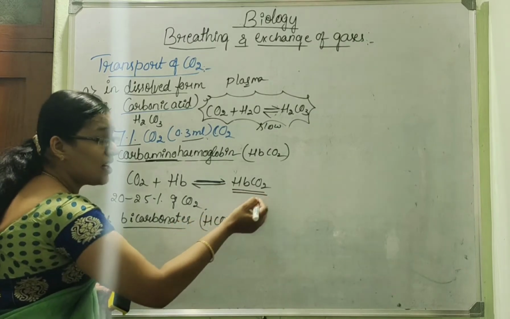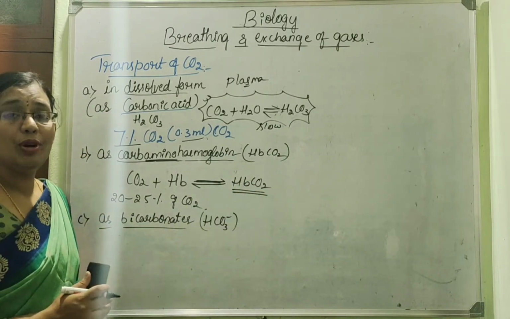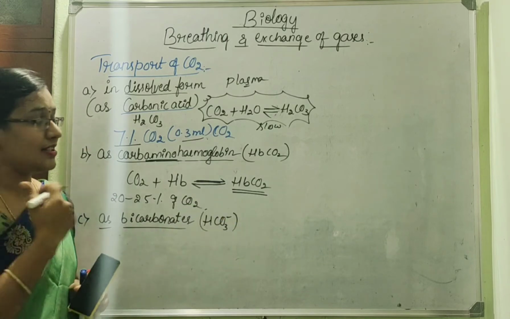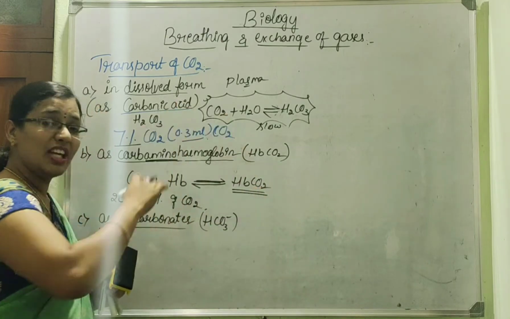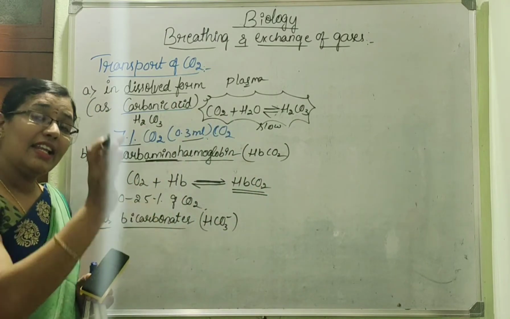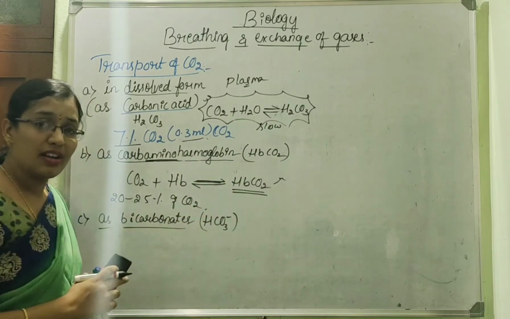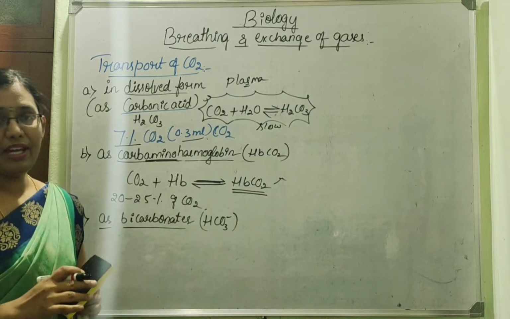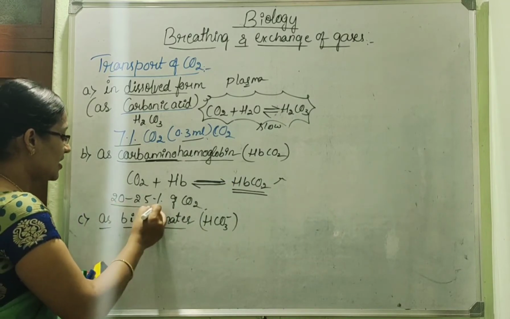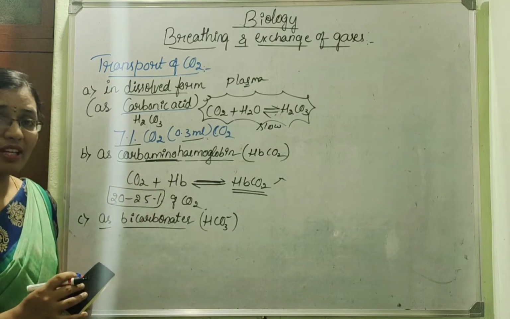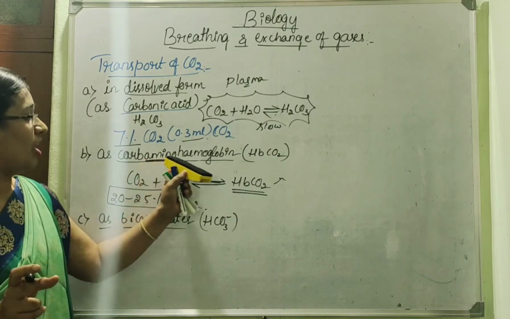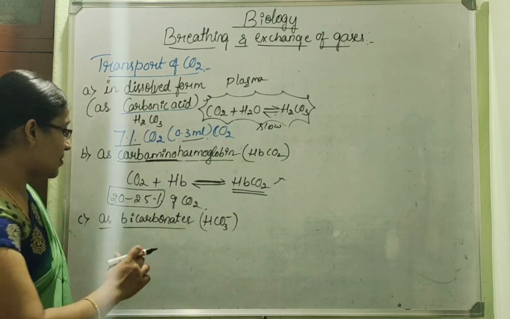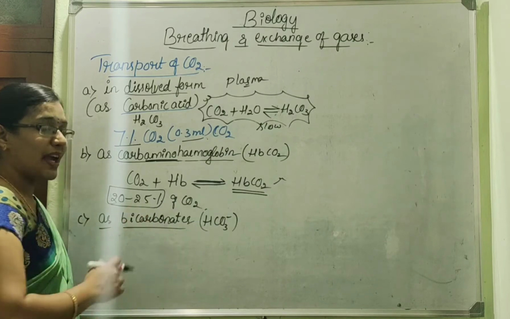Once this temporary complex, that is carbaminohemoglobin, reaches the alveoli, dissociation takes place. Carbon dioxide dissociates from hemoglobin and is released in the alveoli, and from the alveoli the same carbon dioxide is expelled into the atmosphere. So just 20 to 25% of carbon dioxide is transported in the form of carbaminohemoglobin. Carbon dioxide is also transported in another way, that is as bicarbonates.